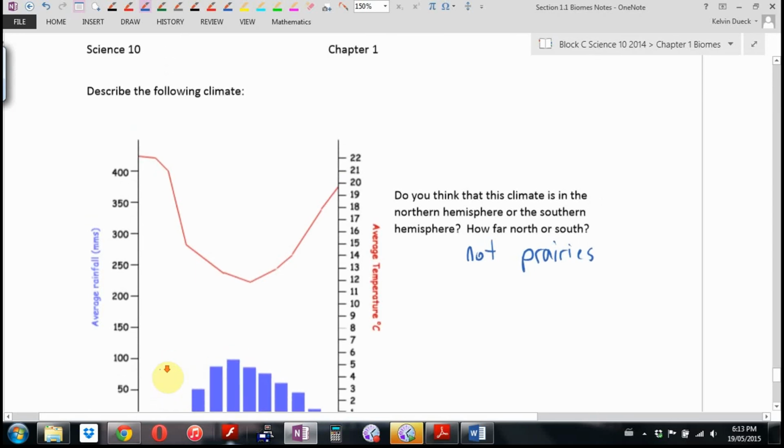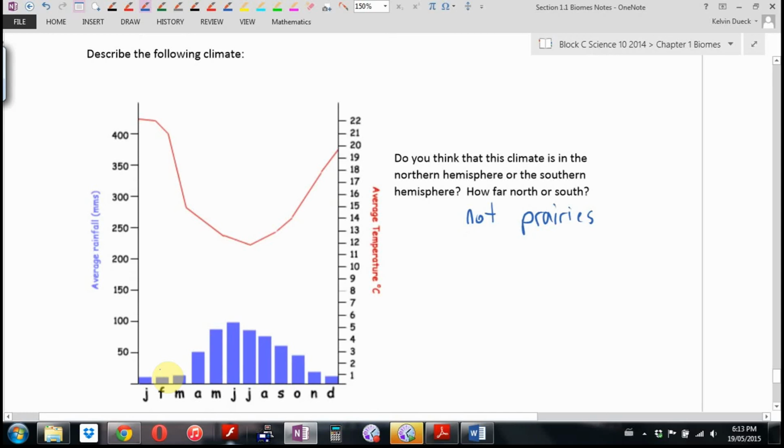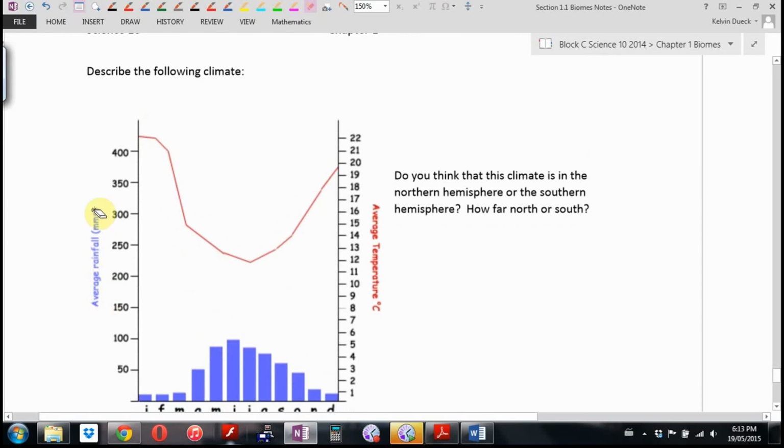Oh, I got to read this properly. Oh, Mr. Dueck, did you read this properly? You know what? I read the wrong graph. The average rainfall, this is the average rainfall. I was reading that as temperature. The average rainfall is the blue bar graph, Mr. Dueck. That's why it's important to read these properly. And yeah, I screwed up. I wish I'd done that on purpose, but I didn't. I just messed up.